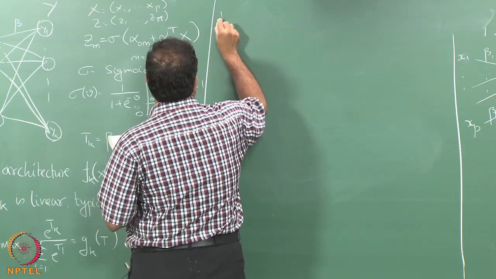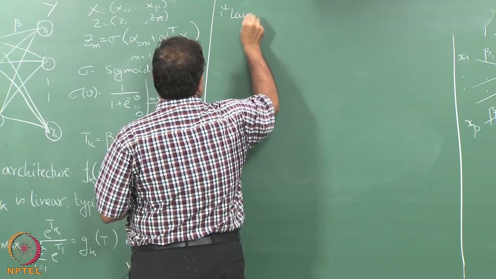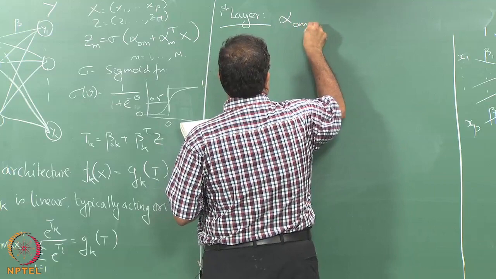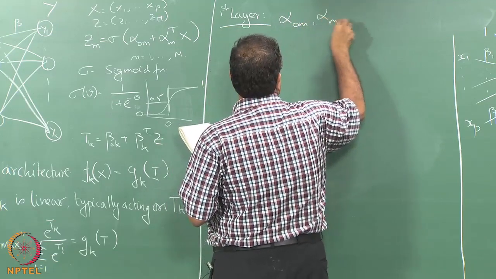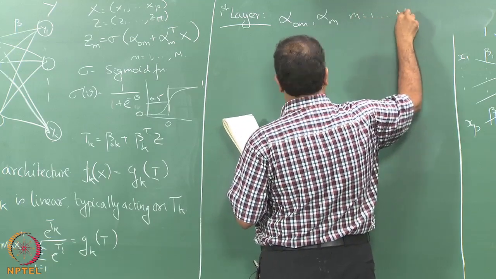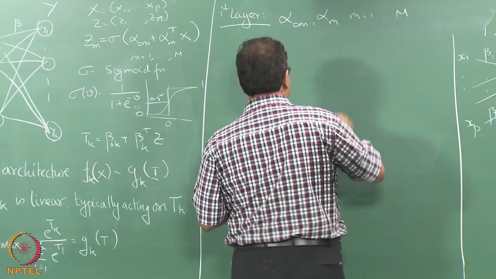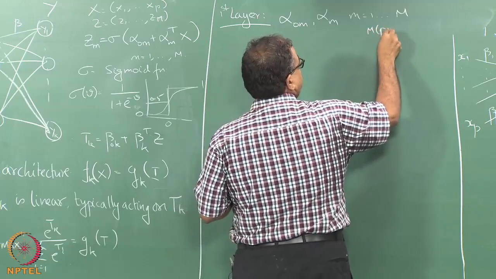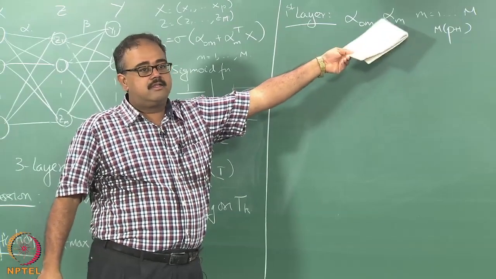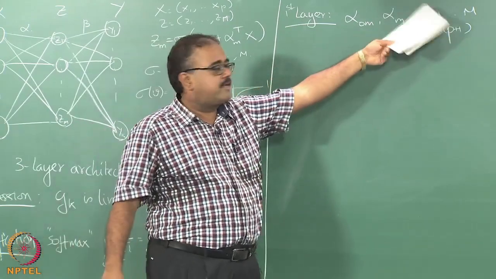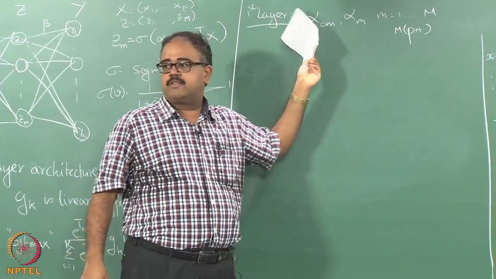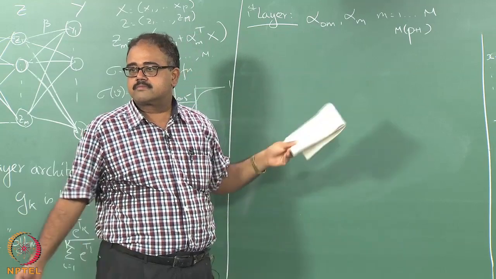Right, I have 2 layers. The first layer has m times p plus 1 parameters. So m for each of the hidden neurons, right, p for the alpha m's and plus 1 for the alpha naughts, okay.